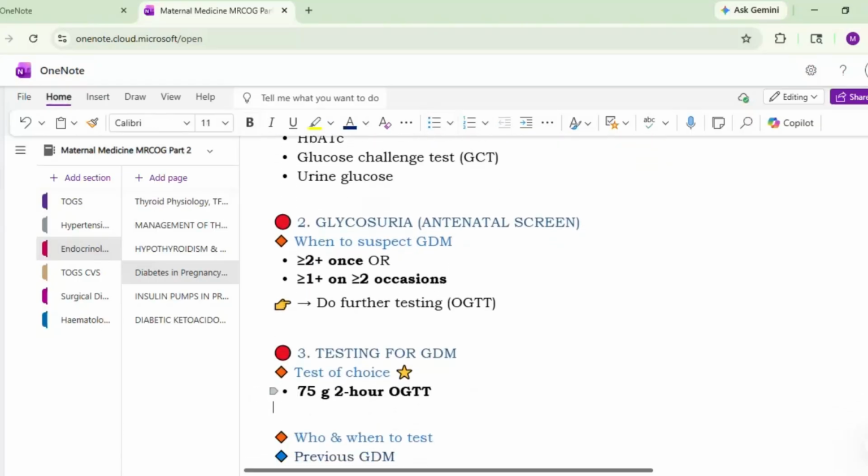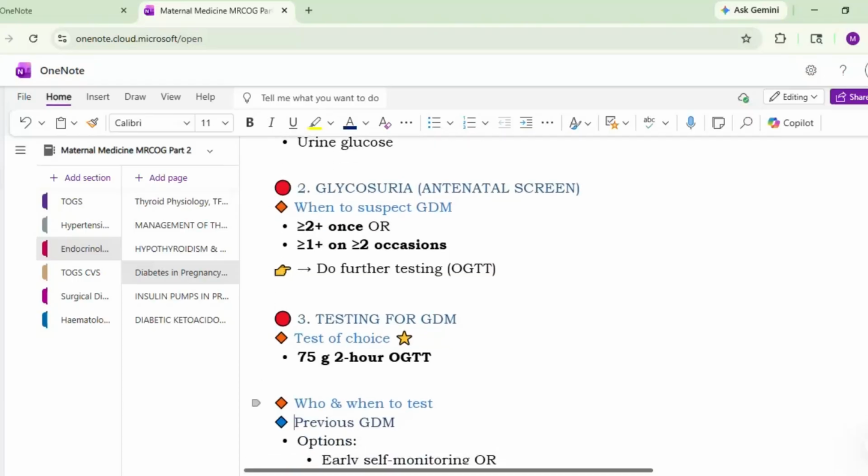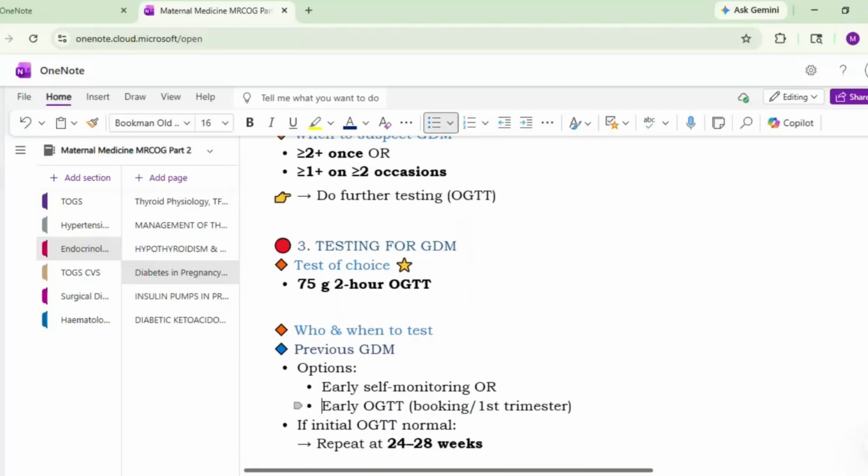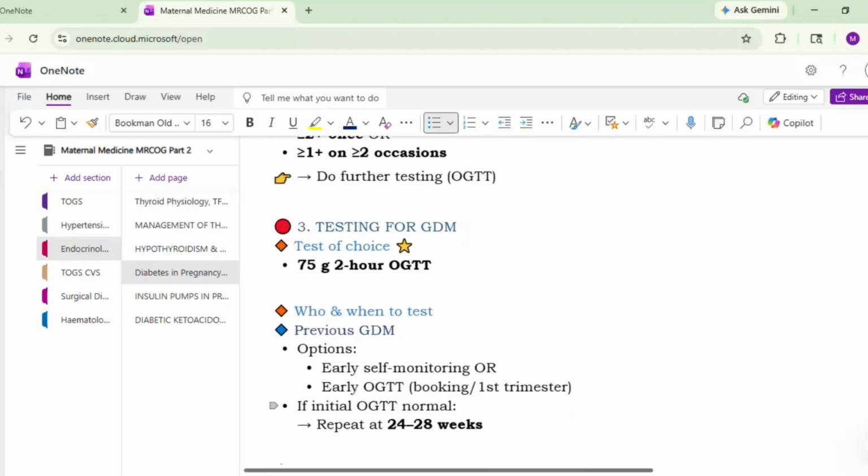Now, what is the recommended test? The recommended test is the 75 gram, 2-hour oral glucose tolerance test. For which patients? If she is a case of previous GDM, then we have two options: early self-monitoring of glucose, or an early OGTT. Since she is a case of previous GDM, we have to screen this lady for GDM, either with self glucose monitoring or an early OGTT.